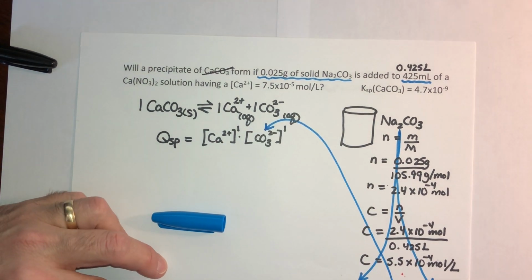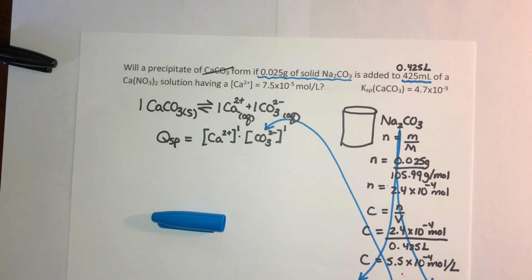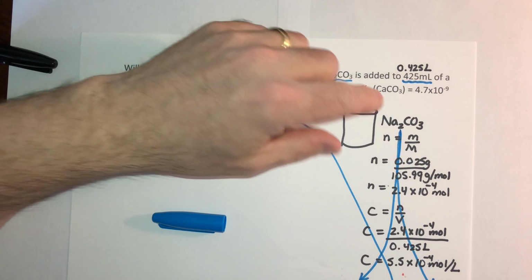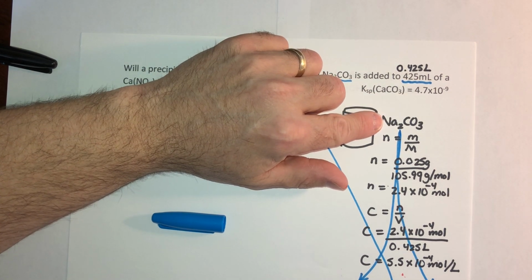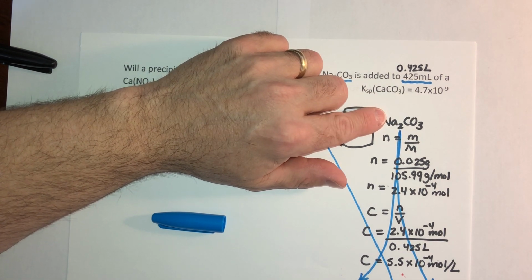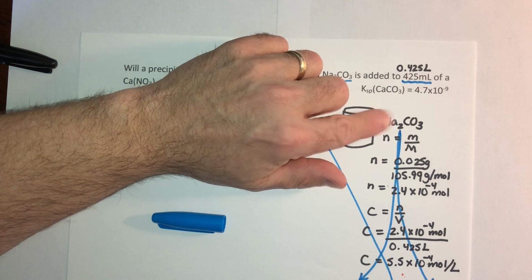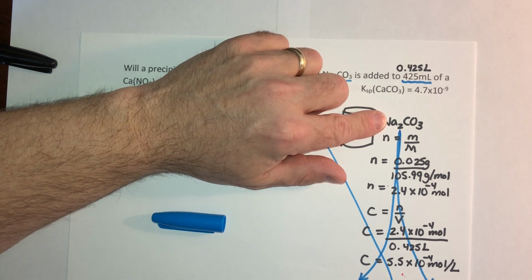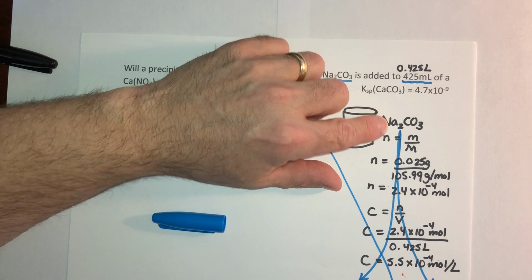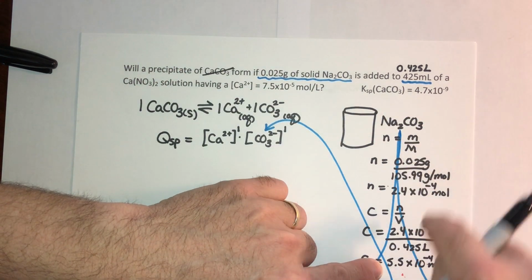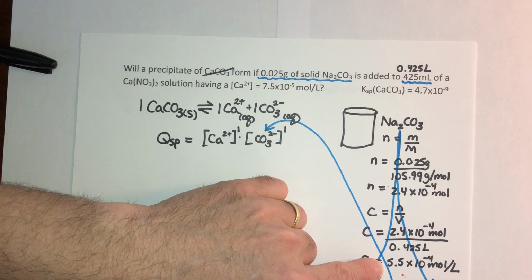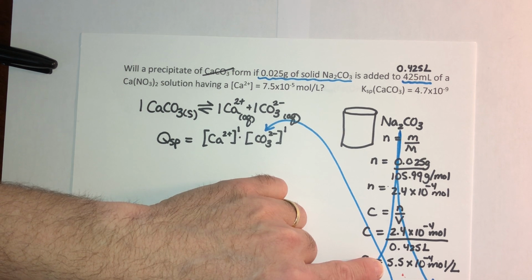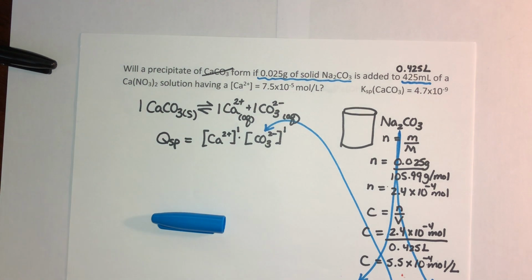I just need the carbonate. So this sodium, even though it's there, is not important to me, and I'm going to ignore it. Now, I love this problem. For every 1 sodium carbonate, you get 1 carbonate. It's 1 to 1. So whatever concentration of sodium carbonate you have, that's the same as the concentration of the carbonate. So the concentration of the carbonate is 5.5 times 10 to the minus 4 moles per liter.